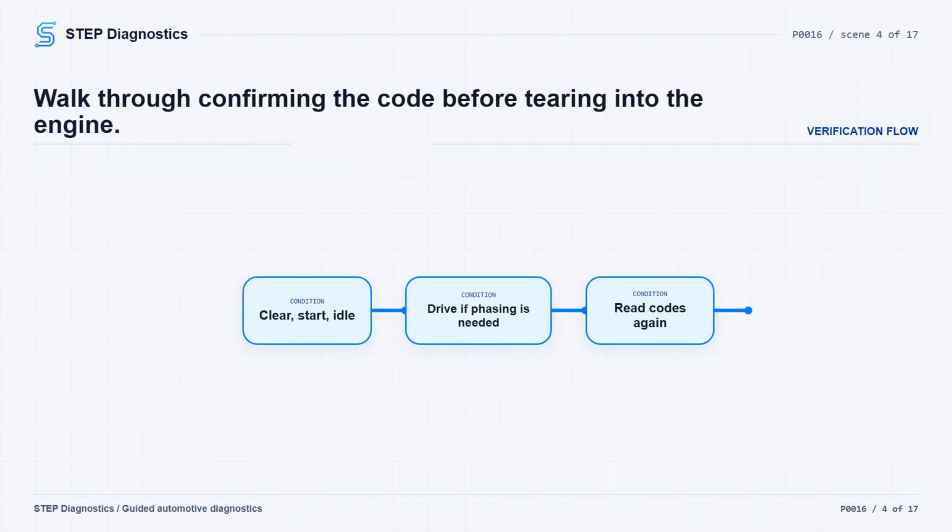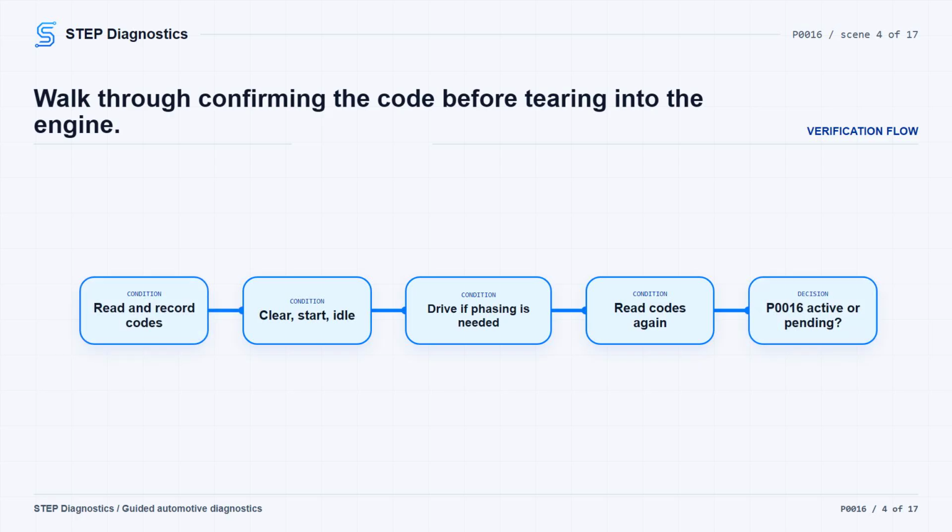Now start with the basic system checks and handle any current service bulletins or cases that apply to this fault before going deeper. Turn the ignition on, read and record the codes, and save the captured operating data. Clear the codes, start the engine and let it idle. If needed, road test it so cam phasing actually occurs. Then read codes again. If P0016 comes back active or pending, keep going. If it does not, treat it as an intermittent condition instead of forcing a hard fault diagnosis.